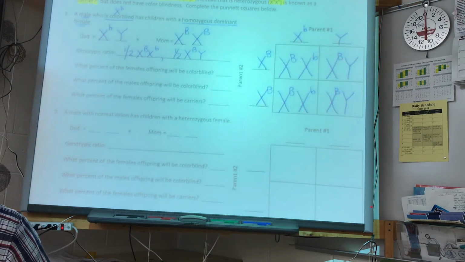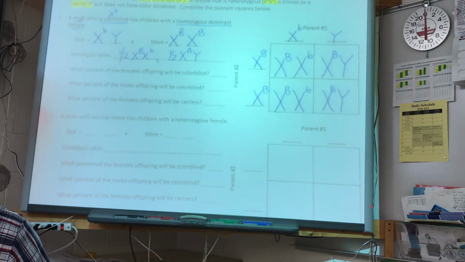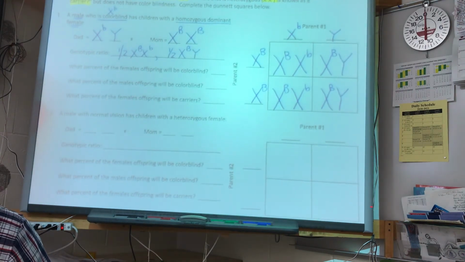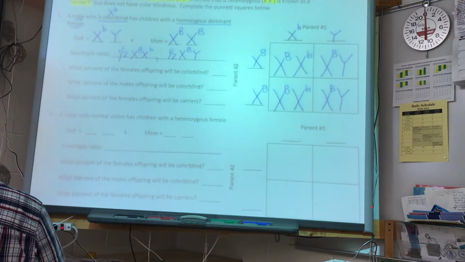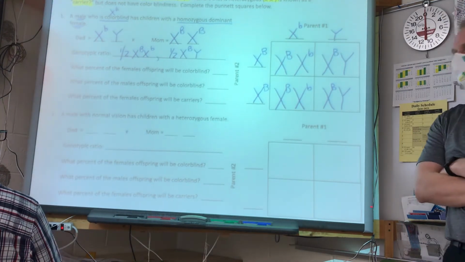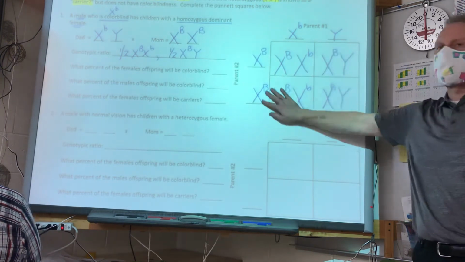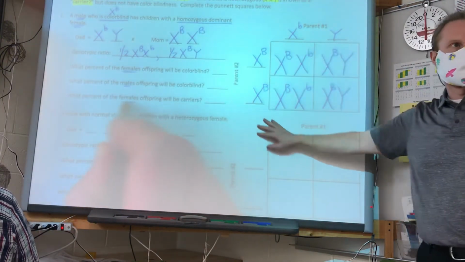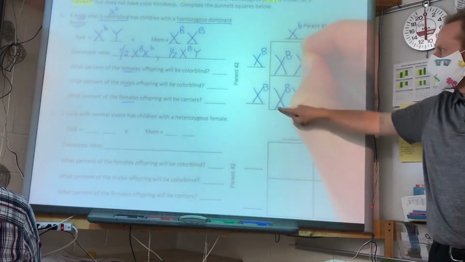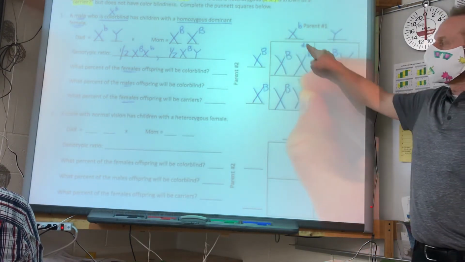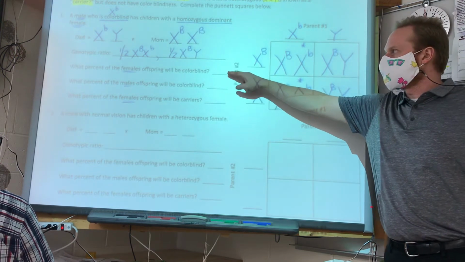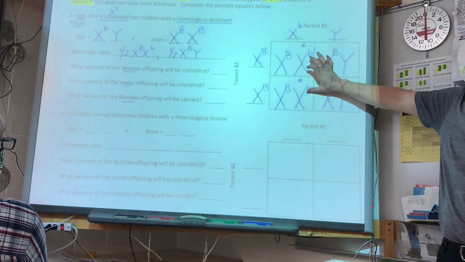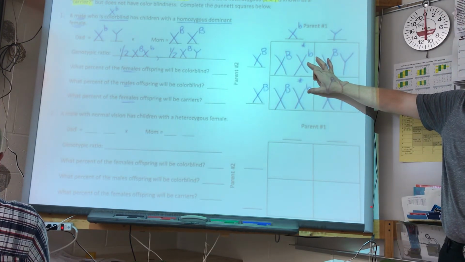Now the next couple questions are asking percentages. You could do it as a fraction, but I'm specifically asking as percentages, and it is only referencing the females. So yes, we have 4 boxes here, but of these 4 boxes, how many are females? 2, only these 2. So when I answer this question about the females, I am only looking at the 2 female boxes.